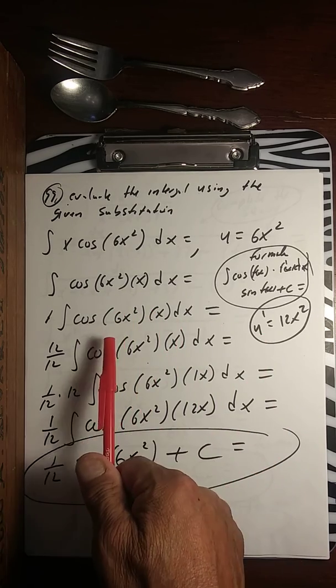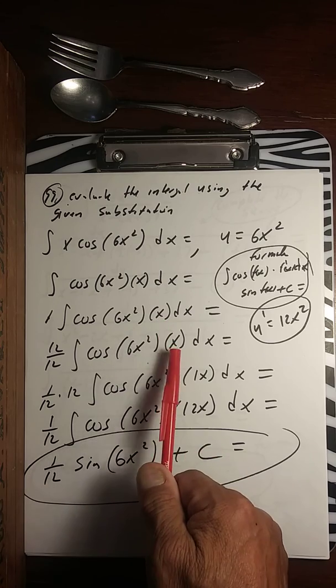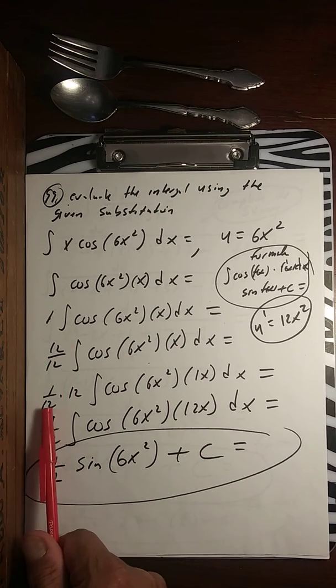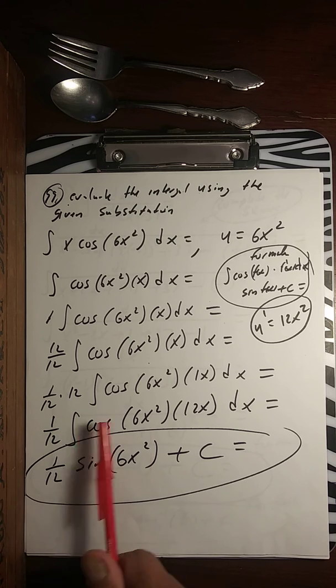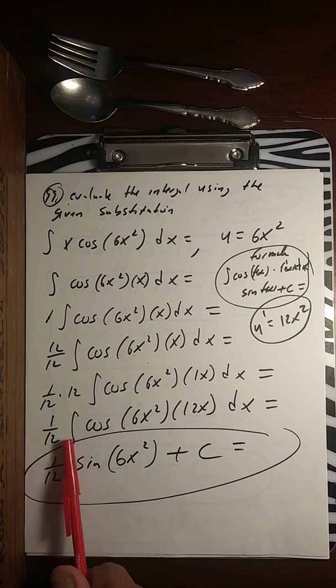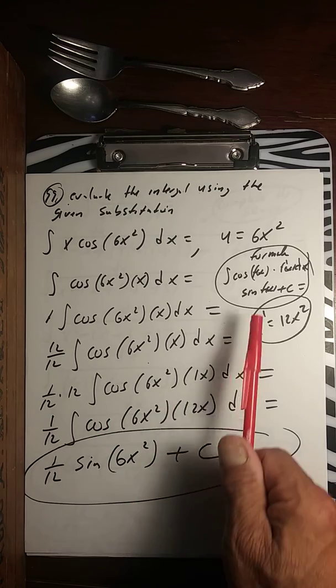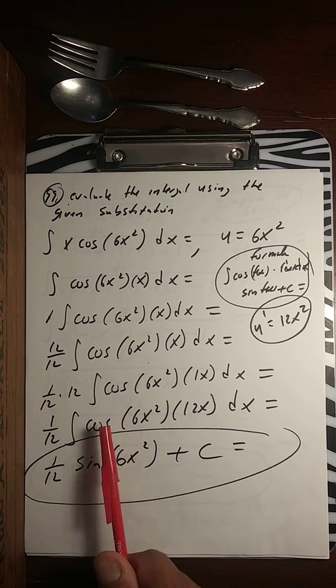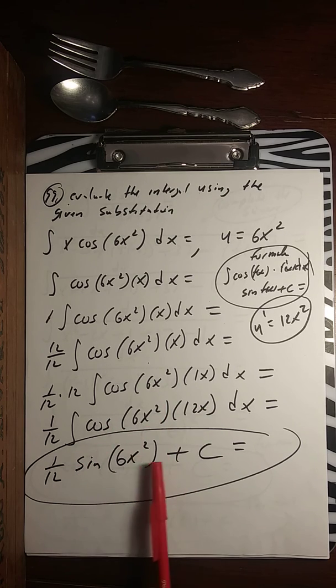So this is x only. You know what? That's not enough. 1x is still not enough. So let's put 12 over 12. It's 12 times 1 over 12. And then bring the 12 in. So now the derivative of this is 12x right there, and 1 over 12 of this. So now does this fit the formula? Cosine of f of x times f prime of x? Yes. Now we can integrate this as sine of 6x squared plus c, 1/12 of this right here.